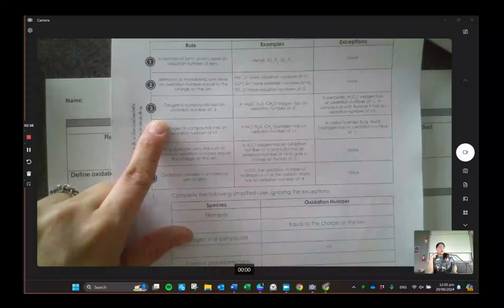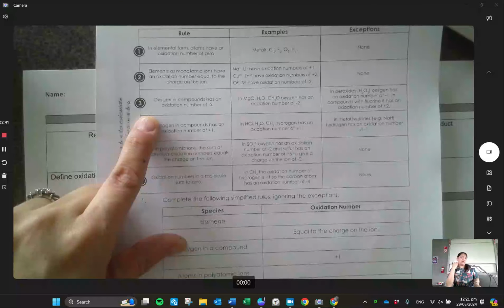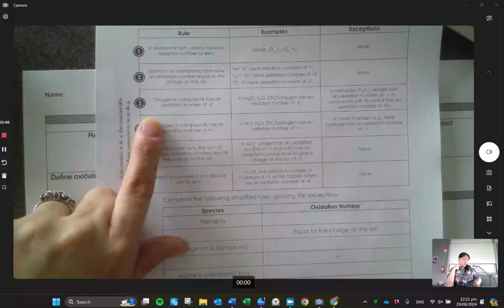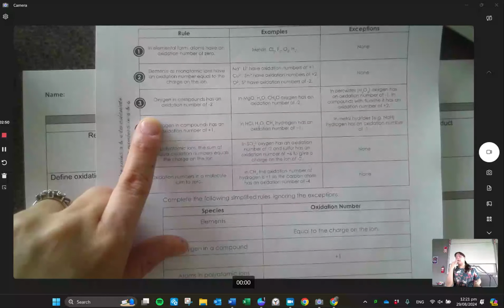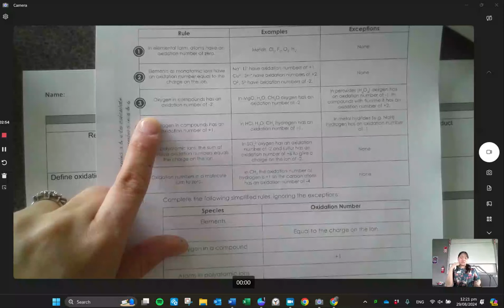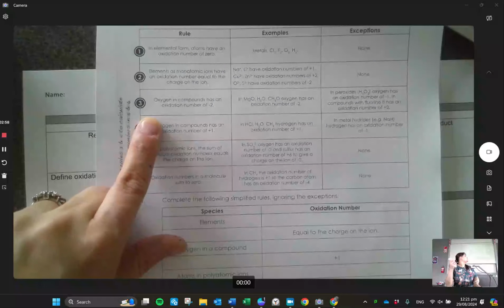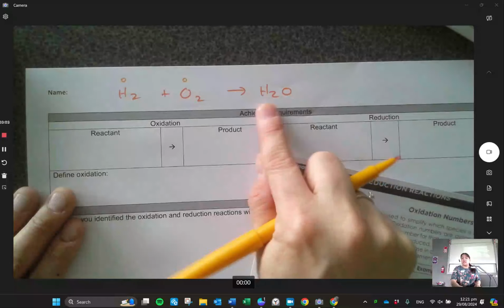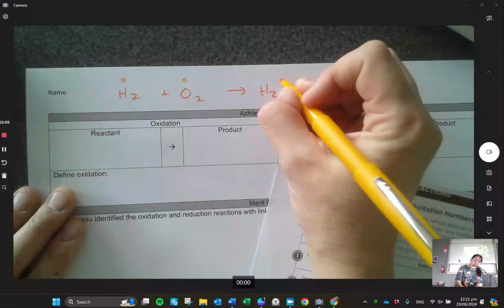Okay. If you look at rule number 3 on the SciPad page, it says oxygen in compounds has an oxidation number of -2. So any sort of compound that I have it in, it's going to have -2 as its oxidation number, with the exception of peroxide, in which case it'll be -1 instead of -2. So this is oxygen in a compound, so its oxidation number would be -2.